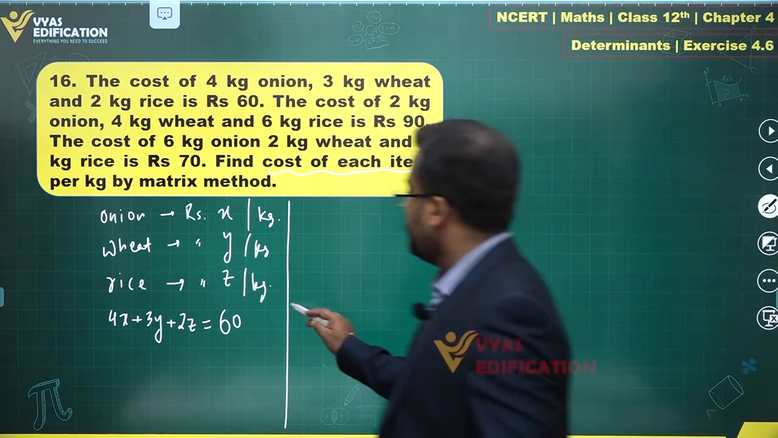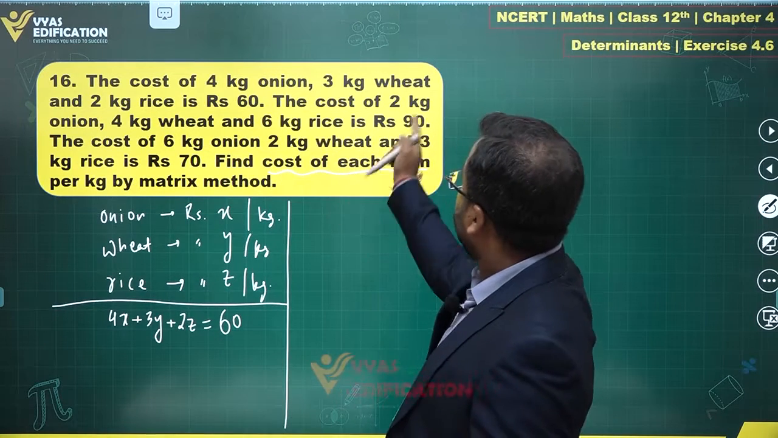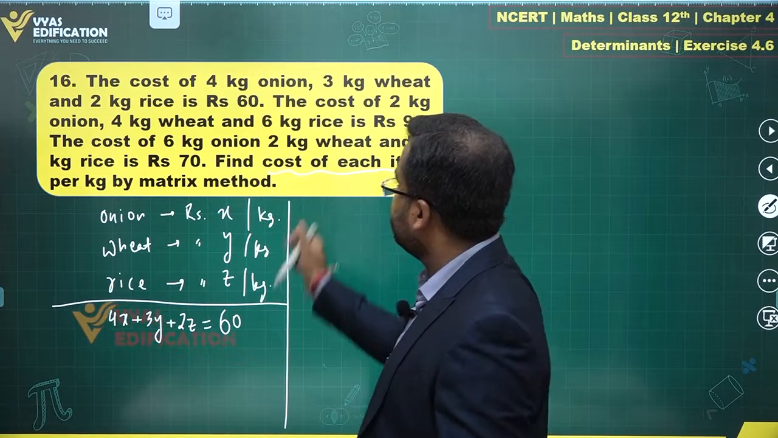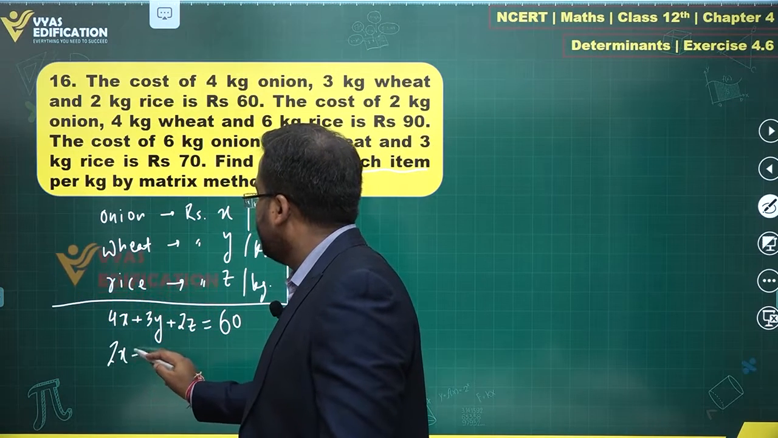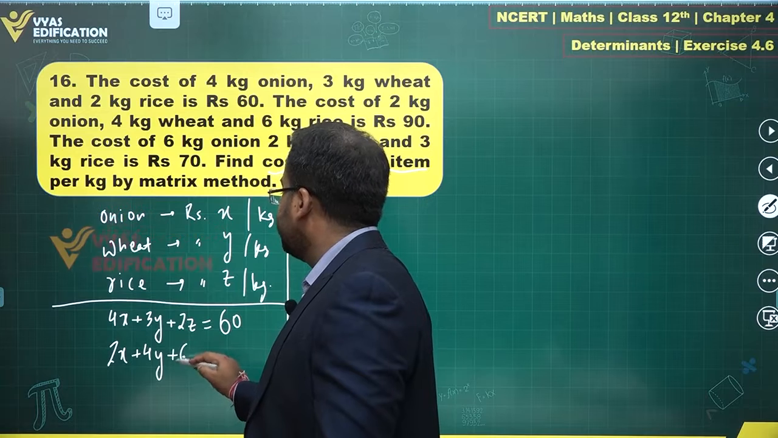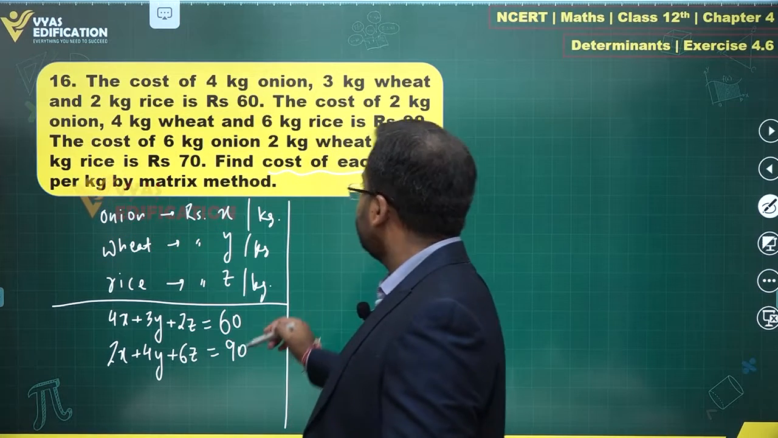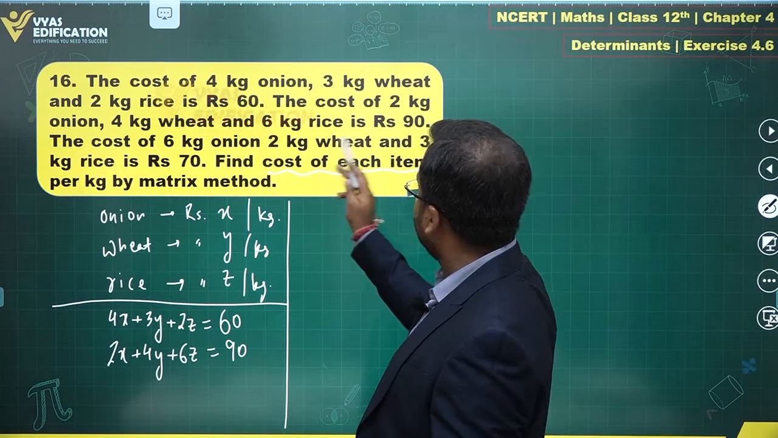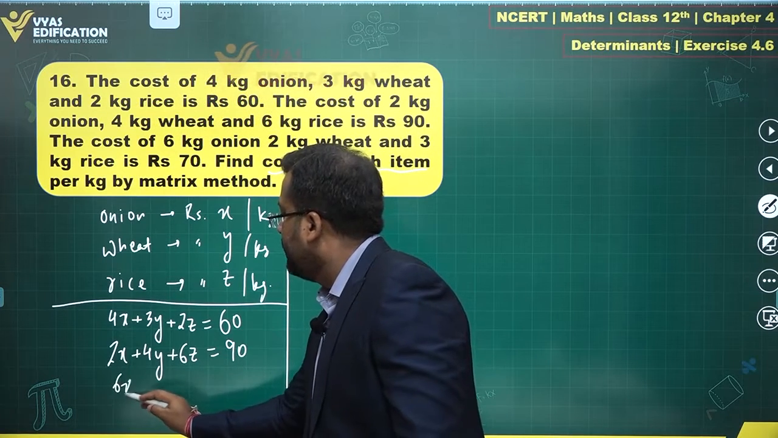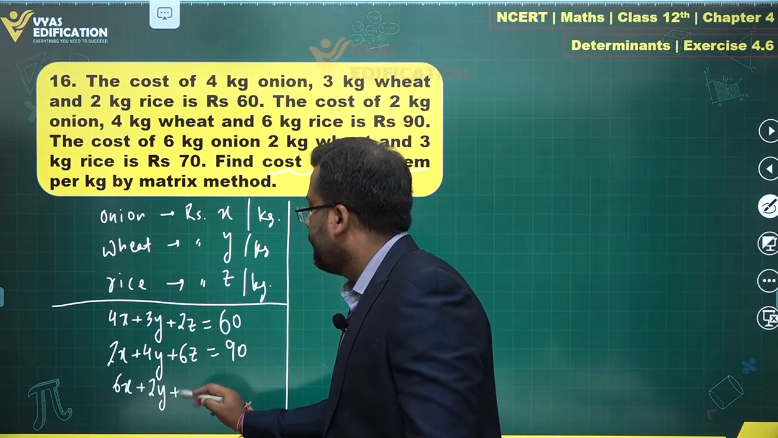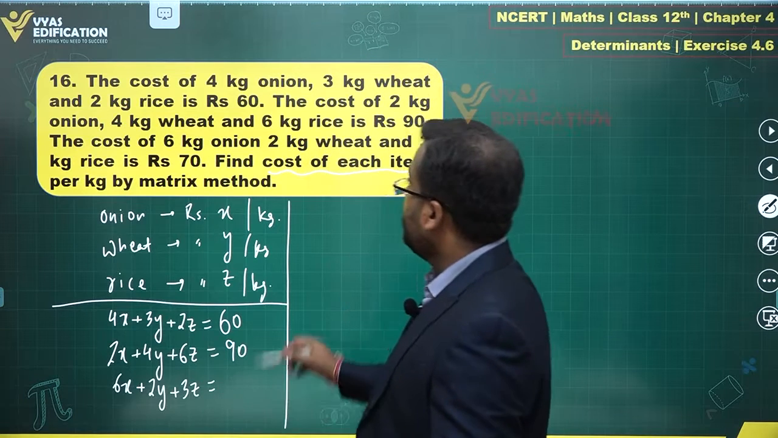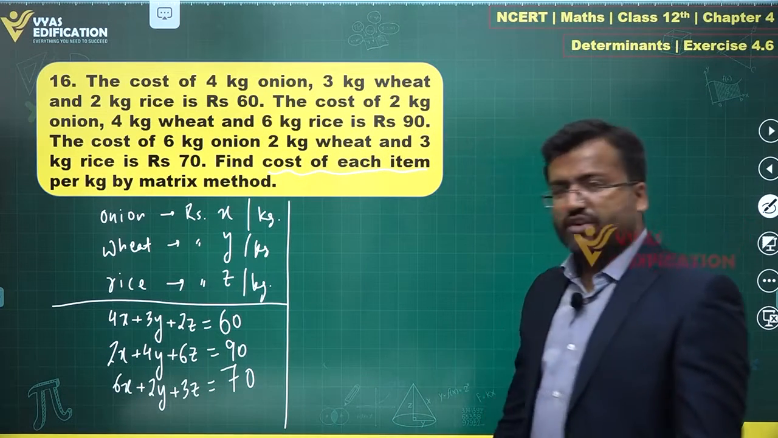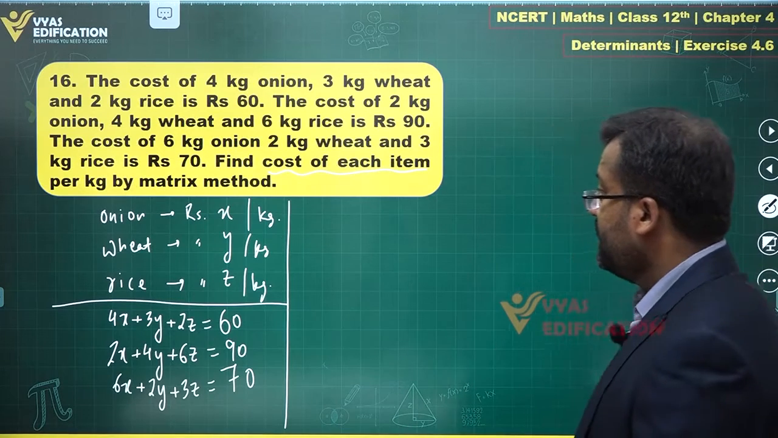Let's form the second equation after this. 2 times x, 4 times y and 6 times z. 2x plus 4y plus 6z is equal to 90, I suppose. This is 90, yes. Onion, wheat and rice, once again 6x, 2y, 3z is equal to 70. That's given, right? Those are the equations that we have, okay.